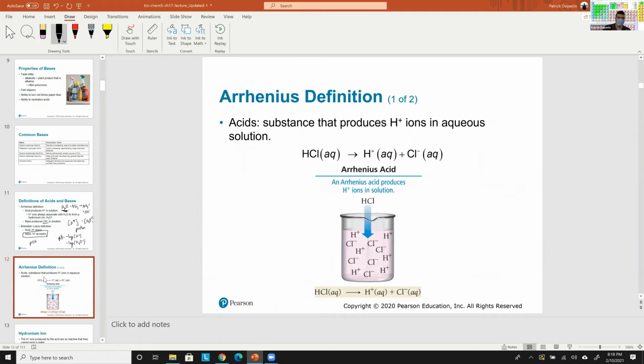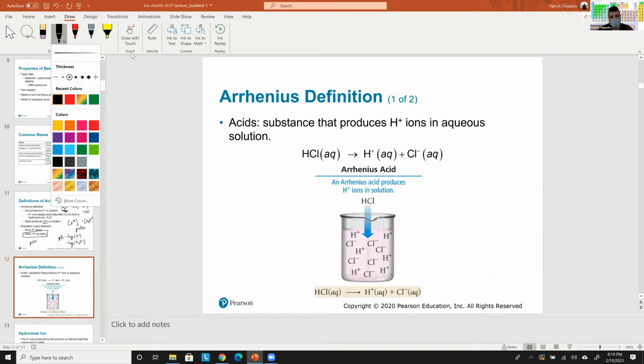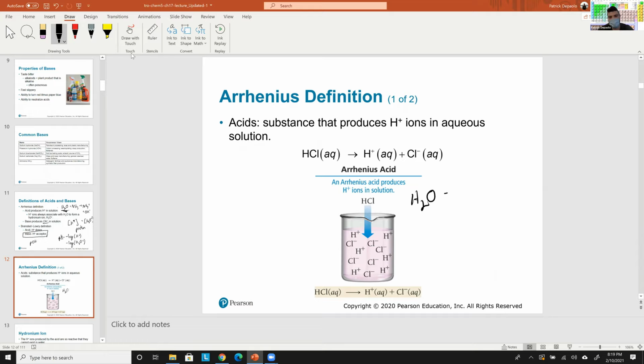Okay, so here's another example of an Arrhenius acid where you have HCl. It dissociates when you add it to water into its H plus and its Cl minus. But in reality, what's happening is you're adding it to water, and the water is acting as a base. So the water will take the hydrogen, meaning it's a proton acceptor, and it'll become H3O plus, with the remaining chloride anion.